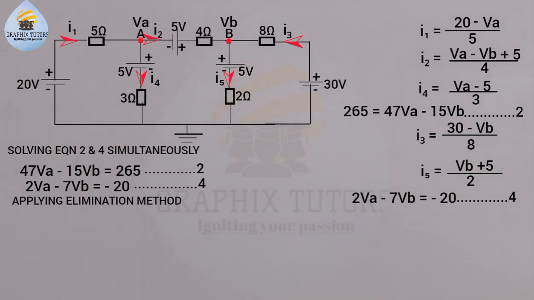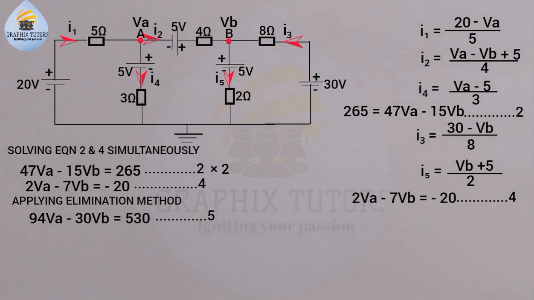If you multiply equation 2 by 2, why? Because it is the coefficient of VA in equation 4. So I'll now multiply through: 47 times 2 will give you 94 VA, 2 times 15 is 30 VB, equals 2 times 265, that will give us 530. I'll call it equation 5. Right? Now, I'll do this similarly.